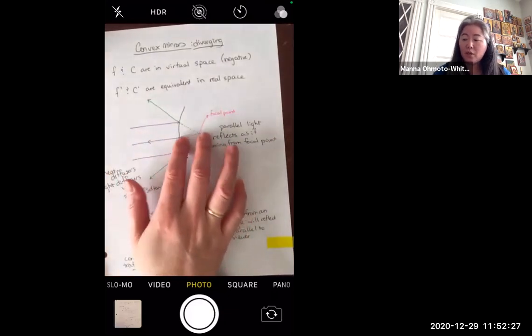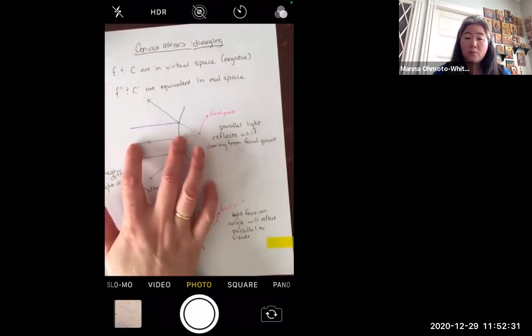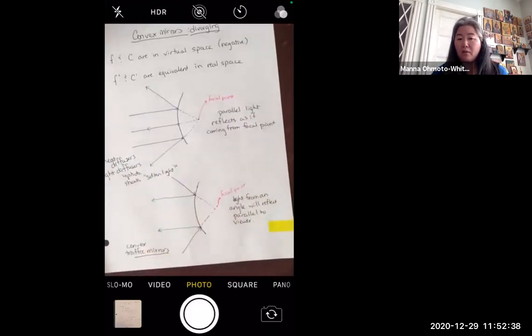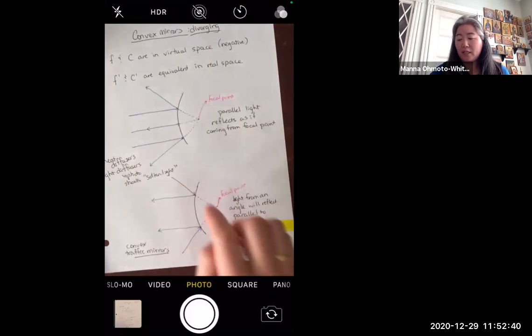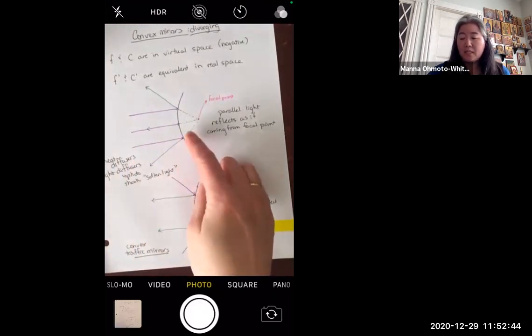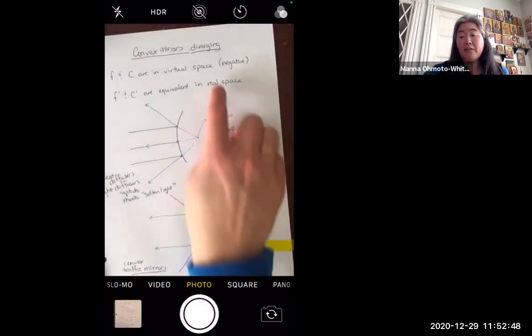So if the focal point's here, this is where F prime would be. If the center is here, this is where C prime would be, or C apostrophe. So again, we're going to look at what happens when I have the parallel light coming in. So if I have a beam of light coming in, then what happens is that it gets reflected out. So we call these diverging mirrors.